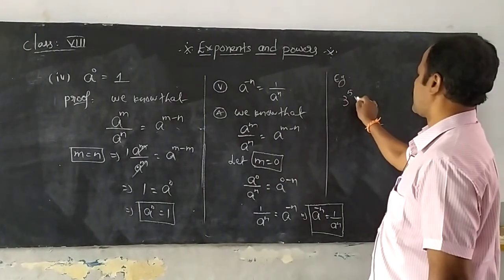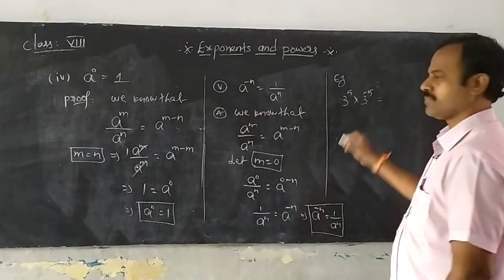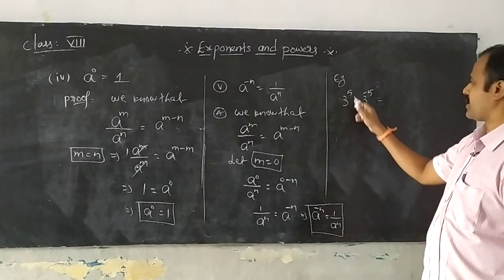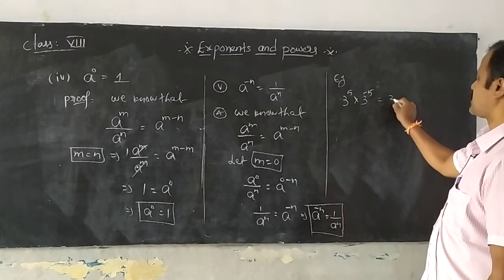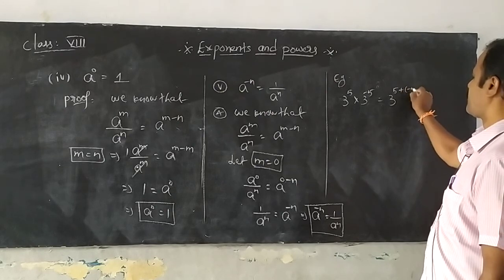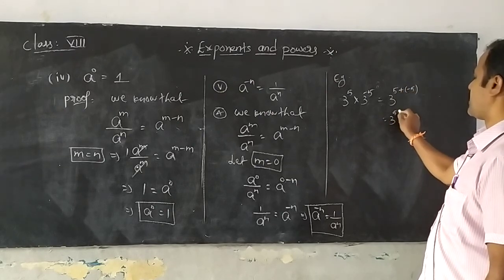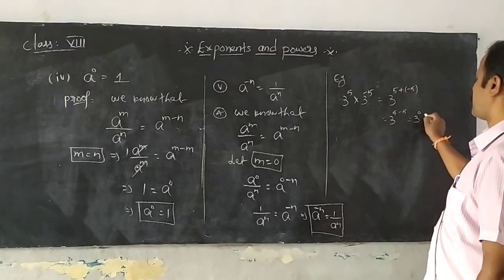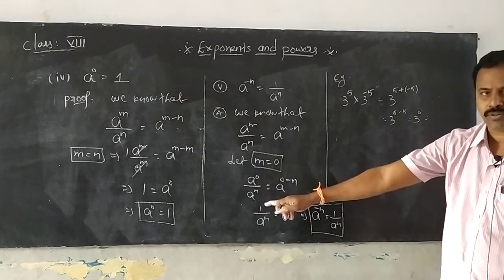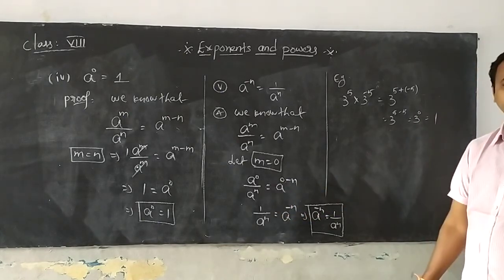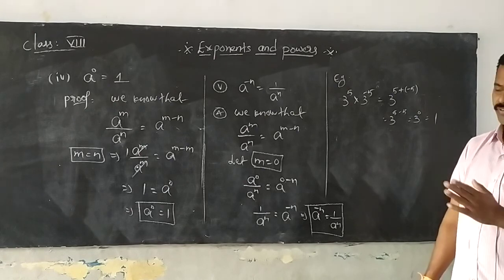3 power 5 into 3 power minus 5. What do you do? This is a power m into a power n, a power m plus n. So 3 power 5 plus minus 5. So 3 power 5 minus 5 is equal to 3 power 0, and 3 power 0 is always equal to 1. Okay, Nana? Right? Very good.